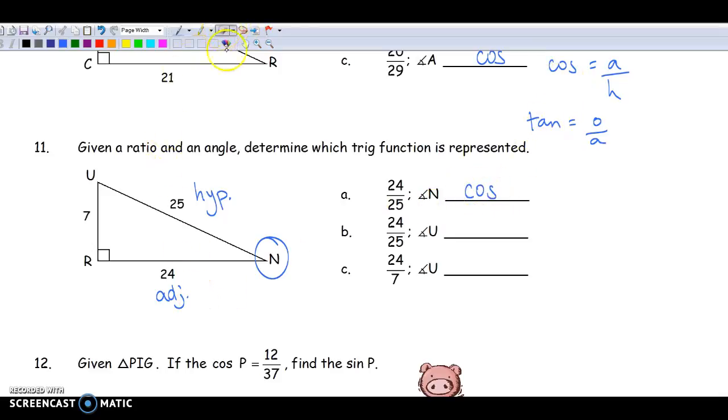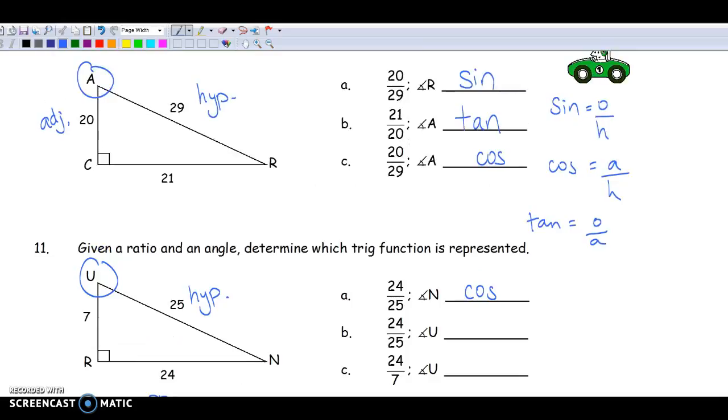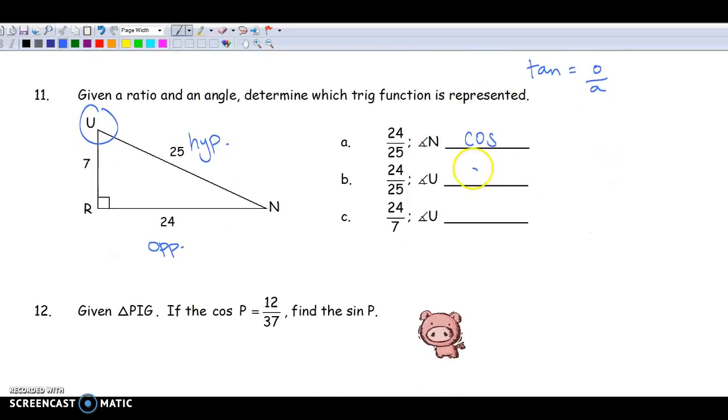Then we've got angle U. I'm going to leave the hypotenuse up there. Well, yeah, I'll erase it. Angle U, 24 over 25. 24 is across from angle U, so that's the opposite side. 25 is the hypotenuse. So we've got opposite over hypotenuse. If we look at our ratios up here, opposite over hypotenuse is sine. So we'll write sine on the line.